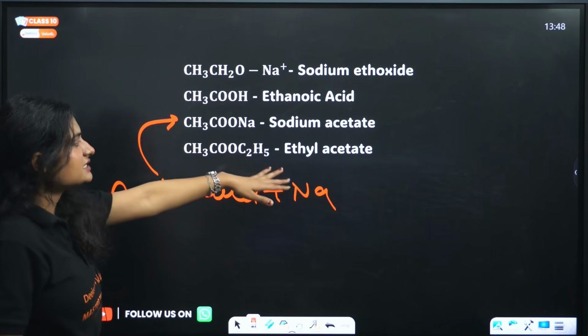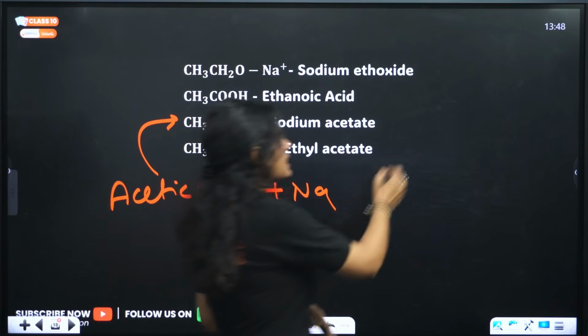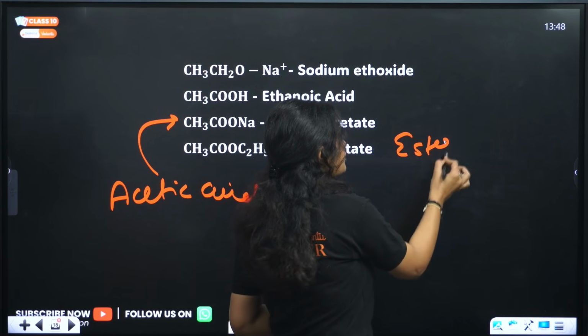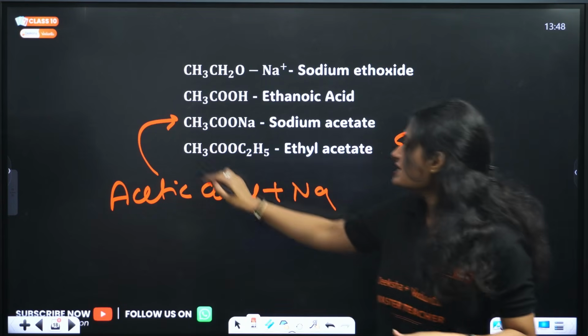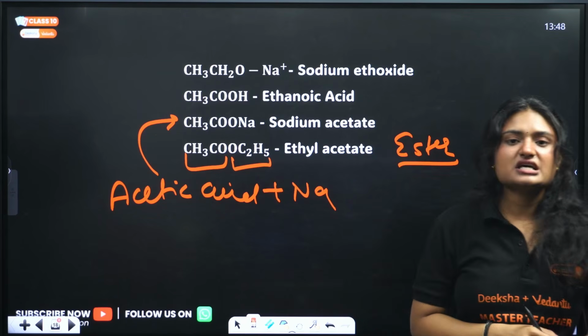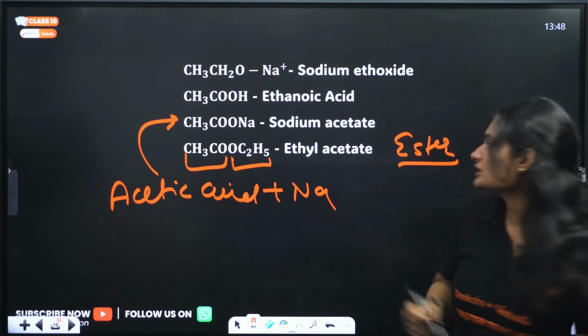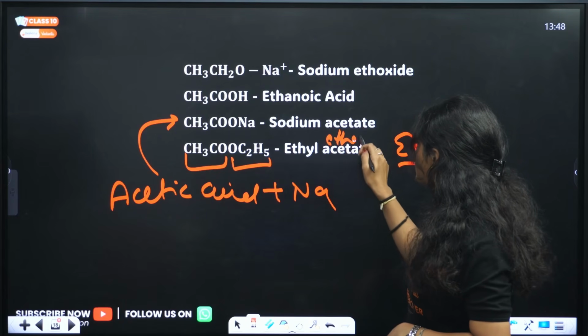Now next is ethyl acetate. What is ethyl acetate? It is an ester. It is formed by the reaction called esterification, when you combine an acid and an alcohol. This is the acid, acetic acid, and this is the alcohol, which is ethanol. So it is called ethyl ethanoate. You can call it ethyl acetate also.